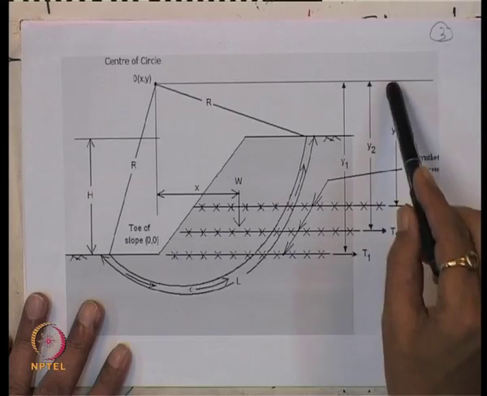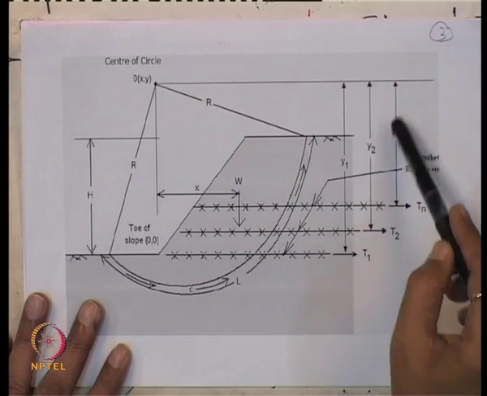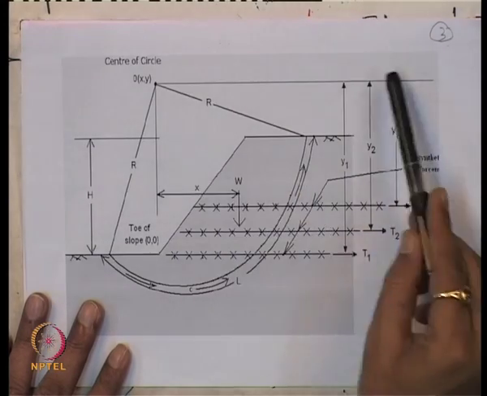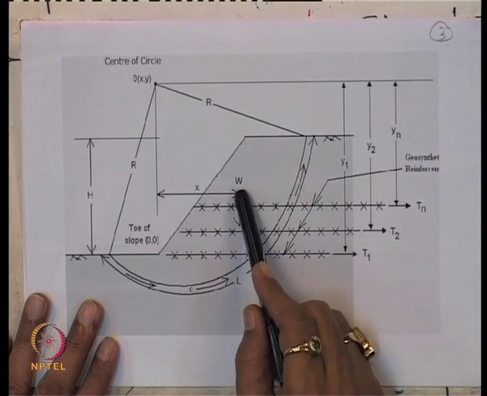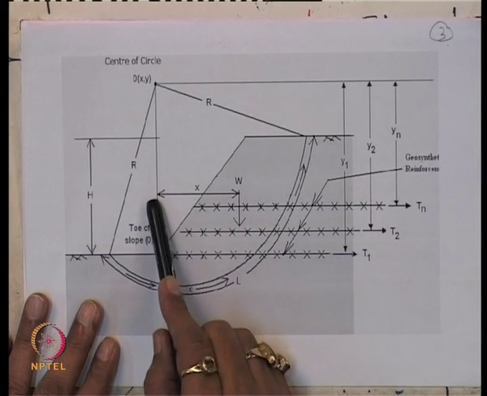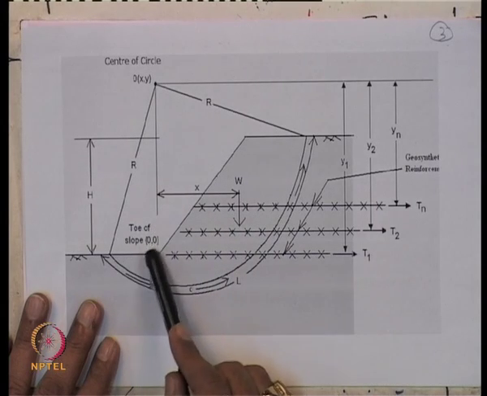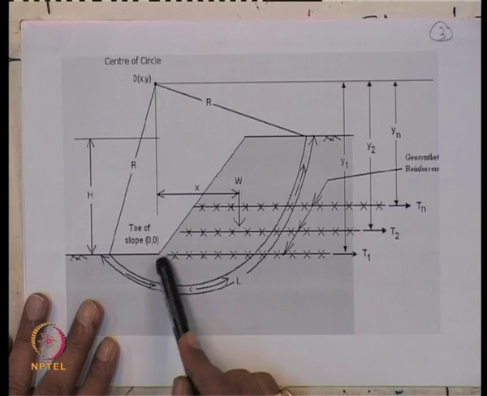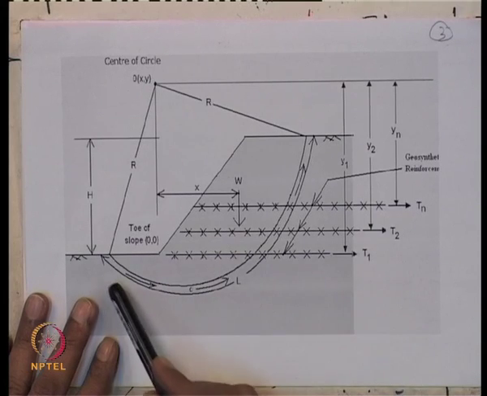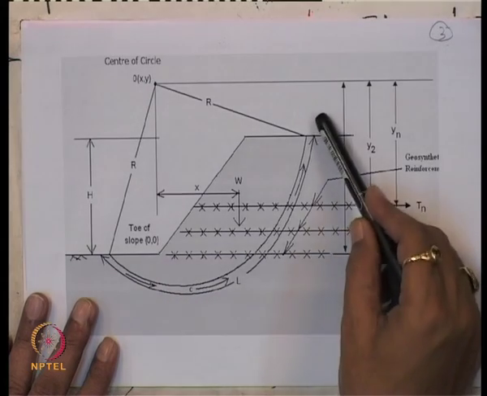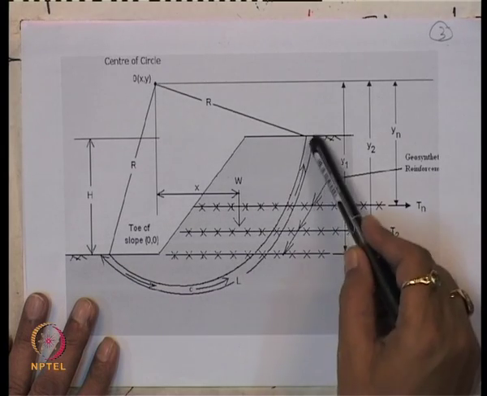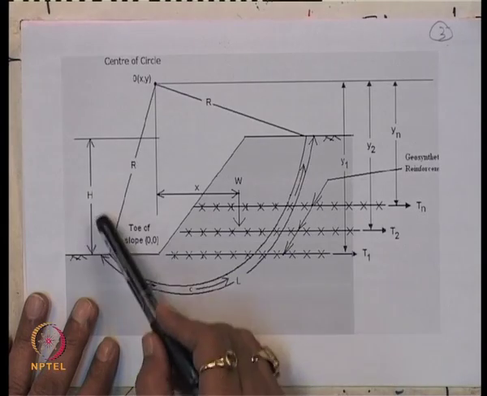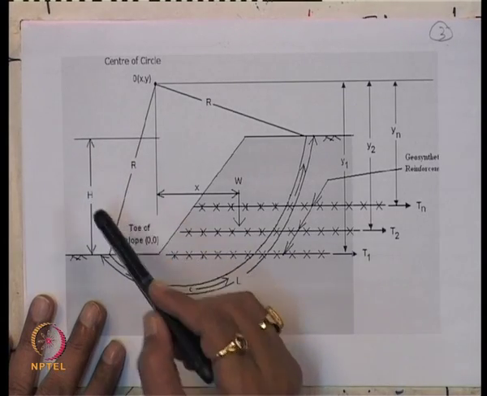This Tn is also located at a distance yn from the center of the circle, and this is the weight of the embankment, which is located at a distance of x. This is the toe of the slope, this is 0, 0, and this is the cohesion, that is C, and this is the arc length, which you call L, and this is the height of the wall.